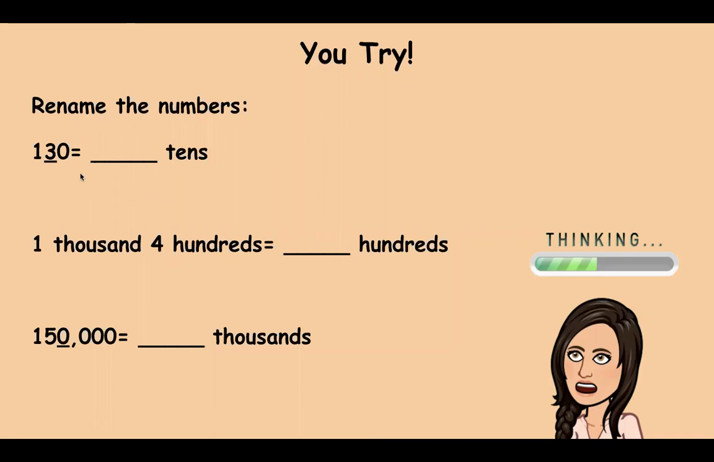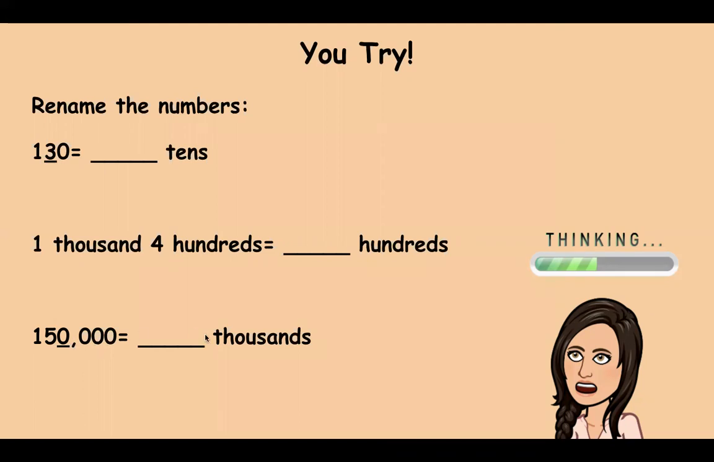I want you to rename 130 into how many tens would that equal? 1,400 is equal to how many hundreds? So again, you're regrouping that 1,000 and adding the 400s. And then rename 150,000 into how many thousands?